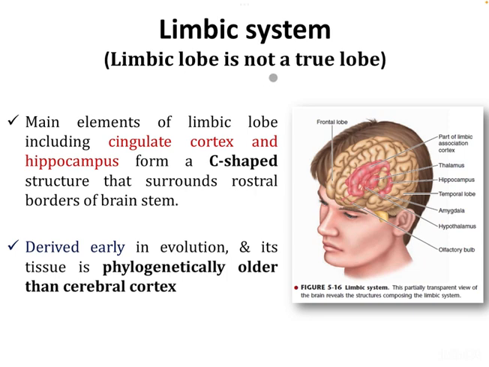So, limbic lobe is not a true lobe. The main elements of limbic lobe include cingulate cortex, which is also known as cingulum, and hippocampus. This forms a C-shaped structure that surrounds the rostral border of the brainstem. This limbic system is derived early in evolution, and its tissue is phylogenetically older than cerebral cortex. Limbic system was once called rhinencephalon or smell brain because it is involved in central processing of olfactory information.